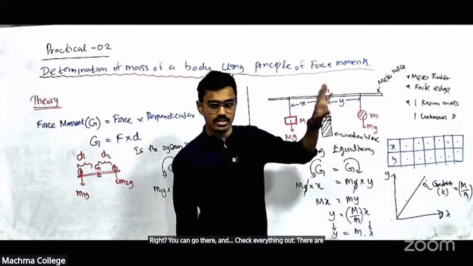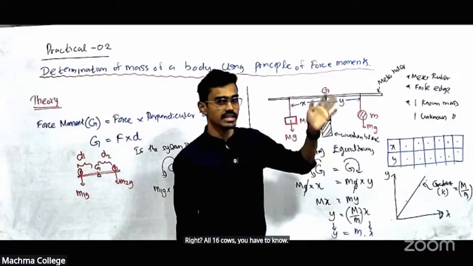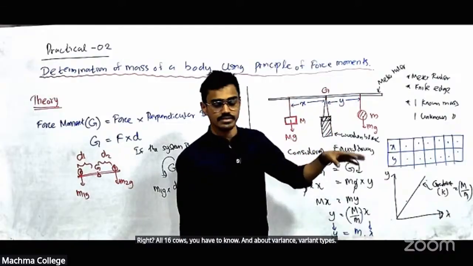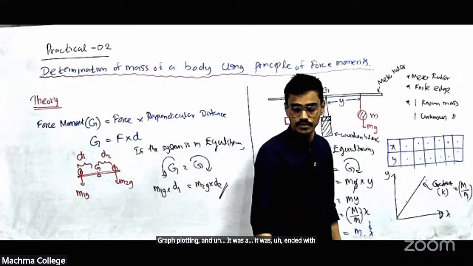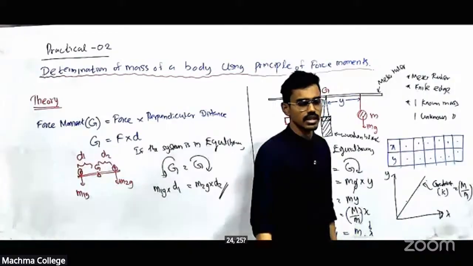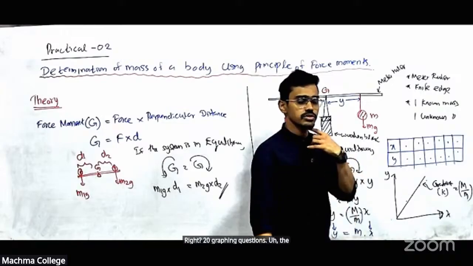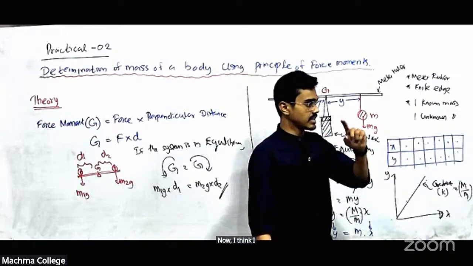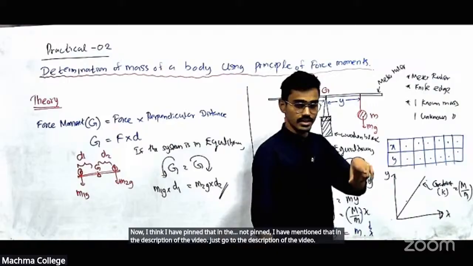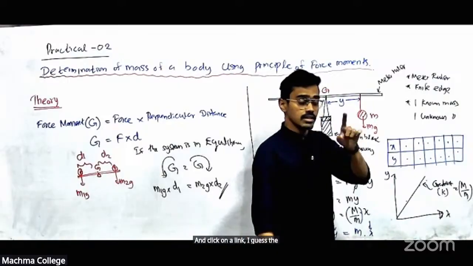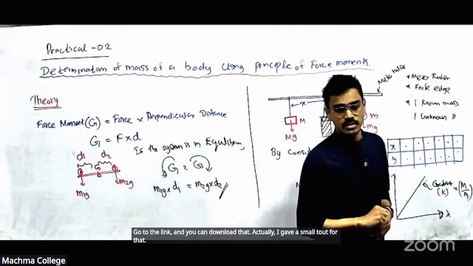There are 16 different types of standard curves, and all 16 curves we have to know. It also covers gradients, gradient types, and graph plotting, and ended with a discussion of 20 graphing questions. You can also get that tut. I have mentioned it in the description of the video. Just go to the description and click on the link, and you can download that tut as well.